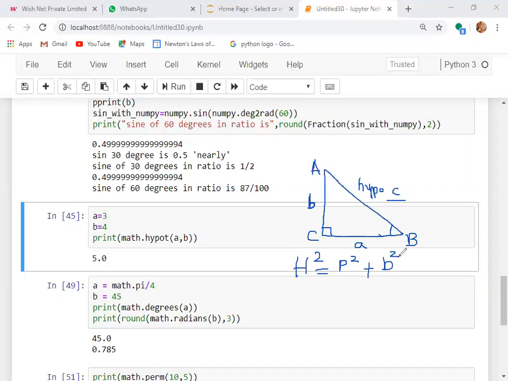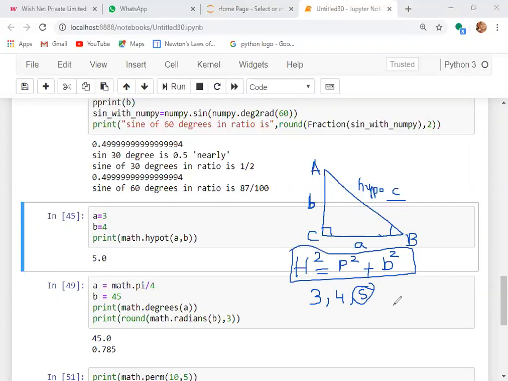So actually in our classes, we were taught that these three numbers are known as a Pythagorean triplet. So 3, 4, 5 is known as a Pythagorean triplet. That means 3 or 4 may be the perpendicular and base, and 5 will be the hypotenuse. So how does this work? It works like this formula.